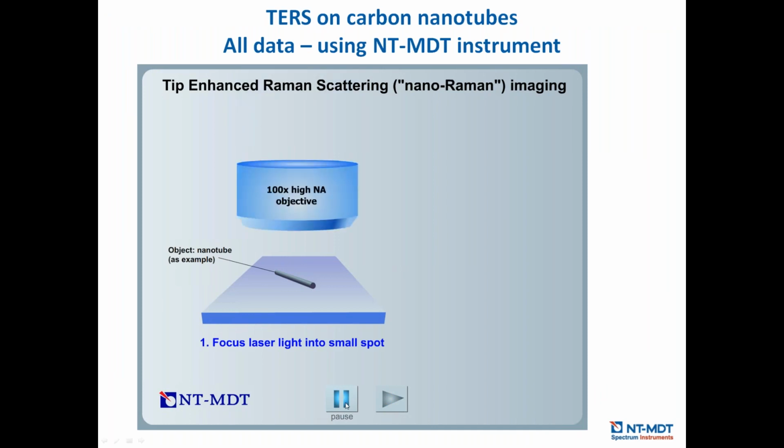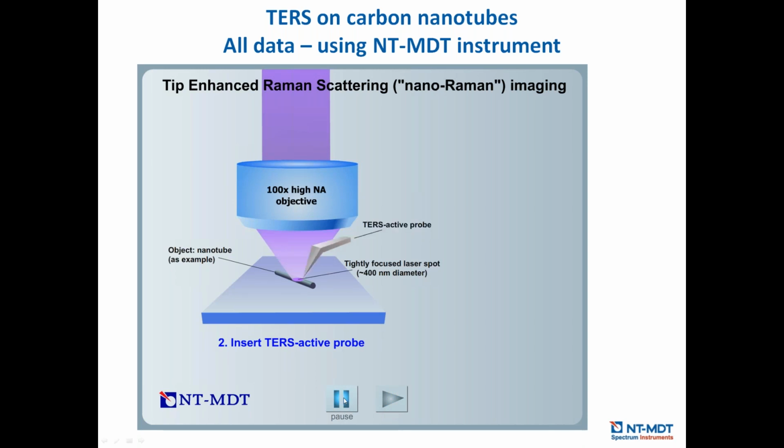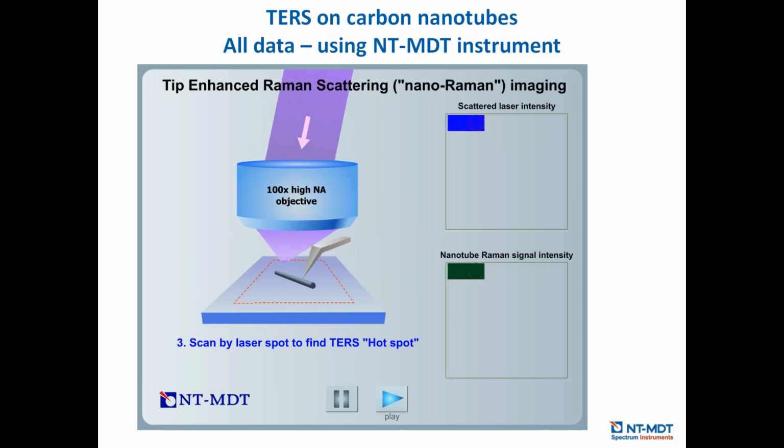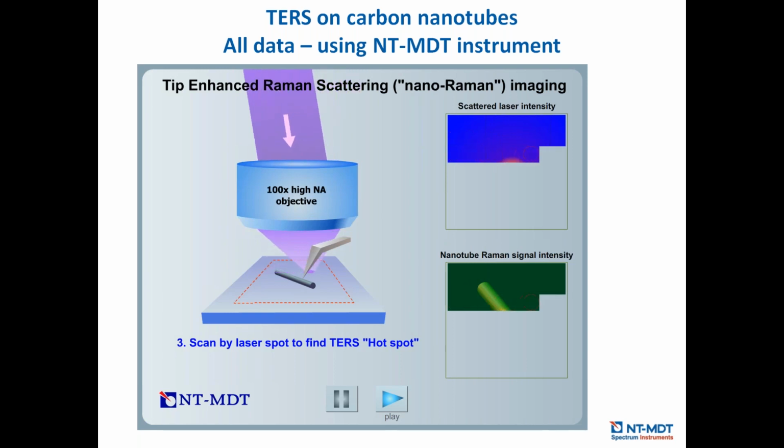First, we can see this is an object to study, a nanotube, and we should focus the light onto this nanotube just to be sure that this is the proper sample. Then we introduce the AFM probe, and now we should focus precisely on the tip apex. This can be done by the laser scanning procedure with the help of the scanning mirror with capacitance sensors.